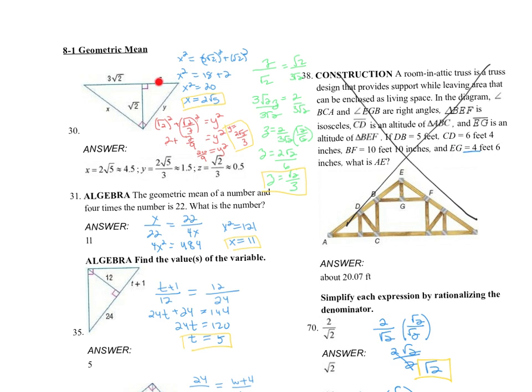Once I had the z, I had this side and this side. So I had two legs of the triangle, and therefore I had to use the Pythagorean theorem to get the hypotenuse. And that's what I did here in red.